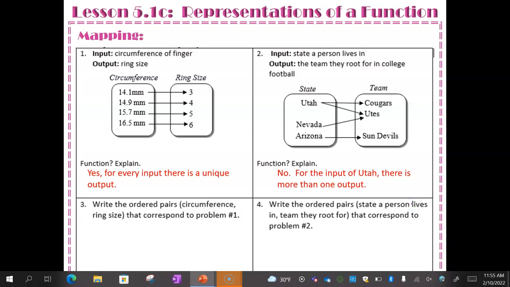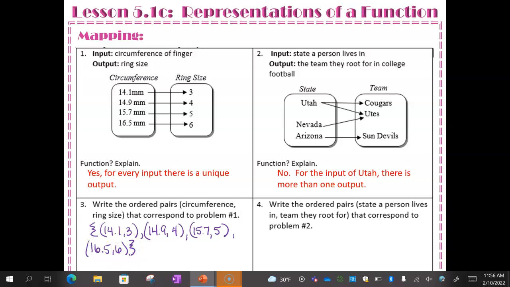So number 3 wants us to take the information from number 1 and put it into a set of ordered pairs. So we're going to use brackets because this is a set. We're going to pair 14 1/10 with a ring size of 3, 14 9/10 with a ring size of 4, 15 7/10 with a ring size of 5, and 16 1/2 with a ring size of 6, and close up the bracket.